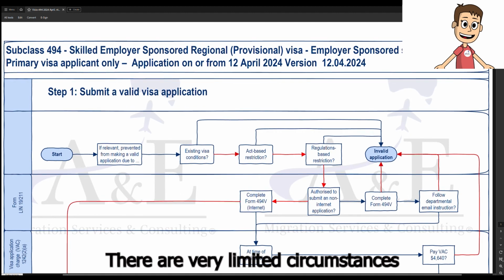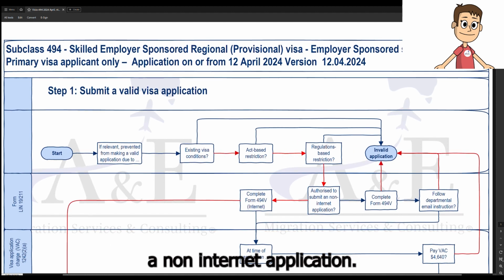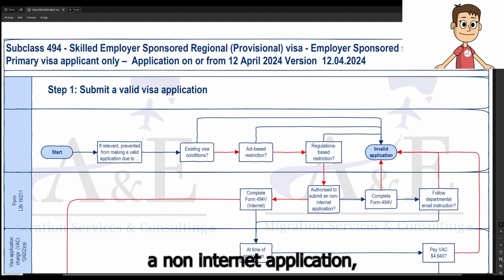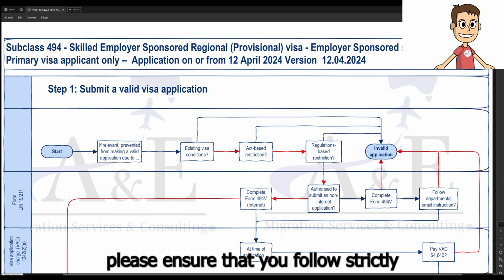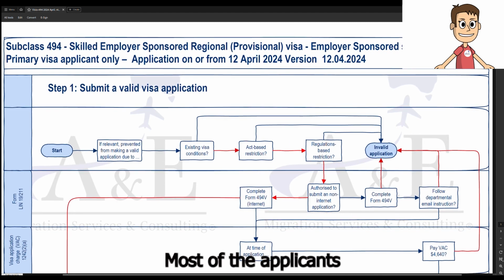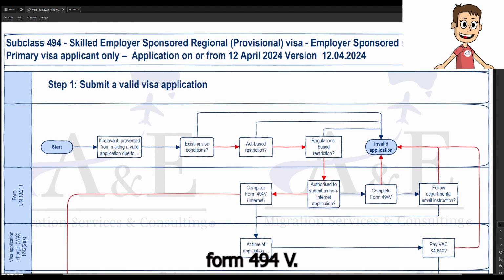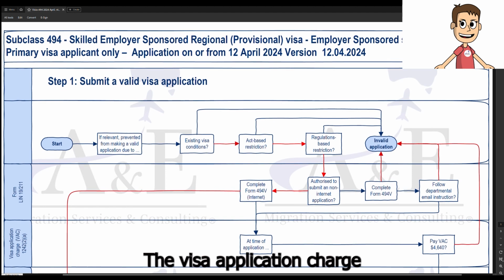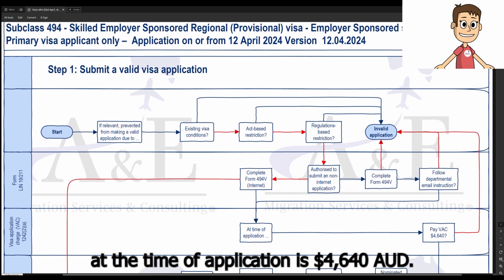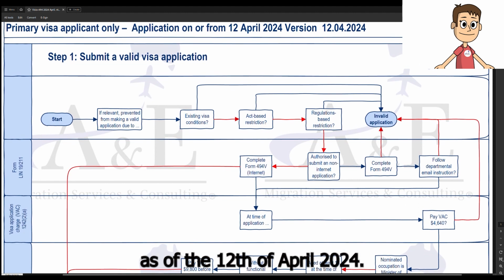There are very limited circumstances in which you can submit a non-internet application. If you are authorized to submit a non-internet application, please ensure that you follow strictly the instructions from the departmental email. Most of the applicants will need to submit an internet application using Form 494V. The visa application charge at the time of application is $4,640 Australian dollars as of the 12th of April 2024.